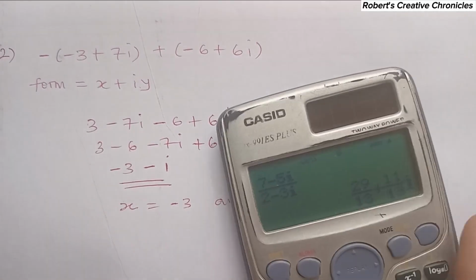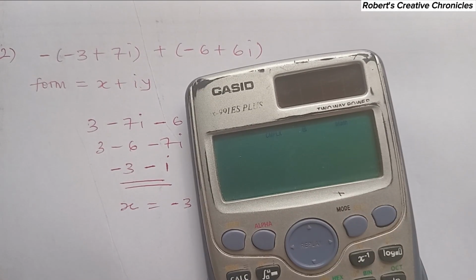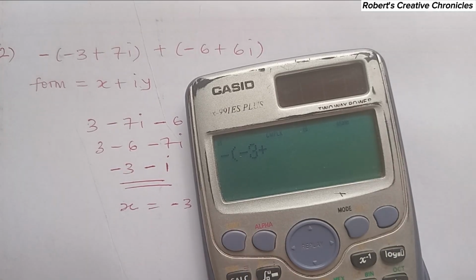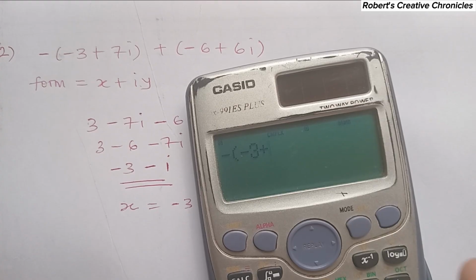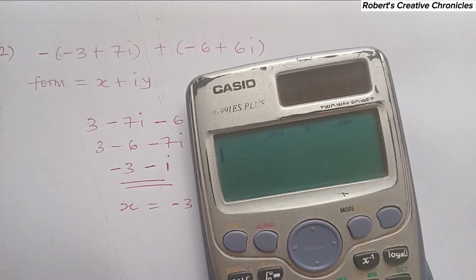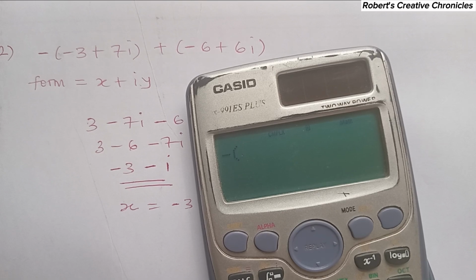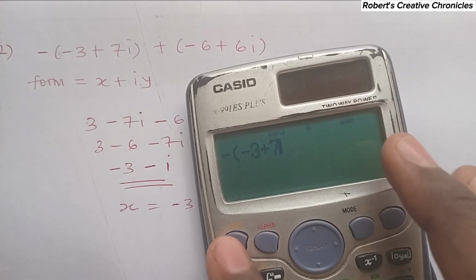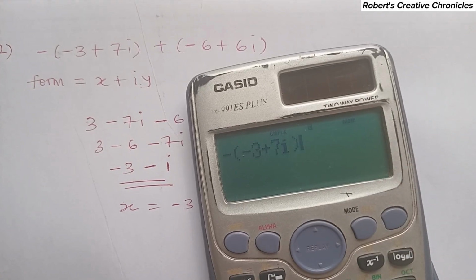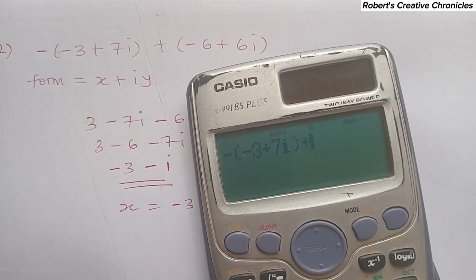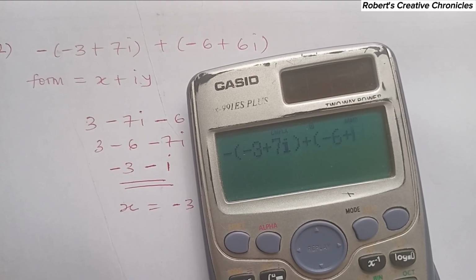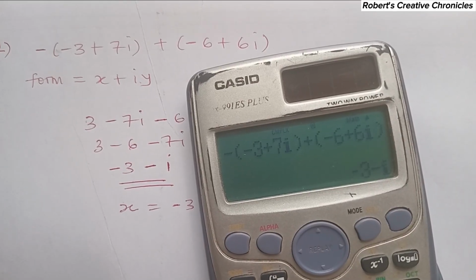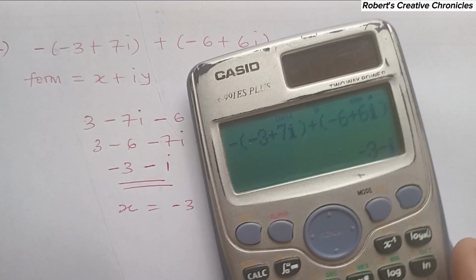So we can use our calculator to check. The negative 3 plus 7i plus negative 6 plus 6i. So it's negative 3 negative i. You can see.